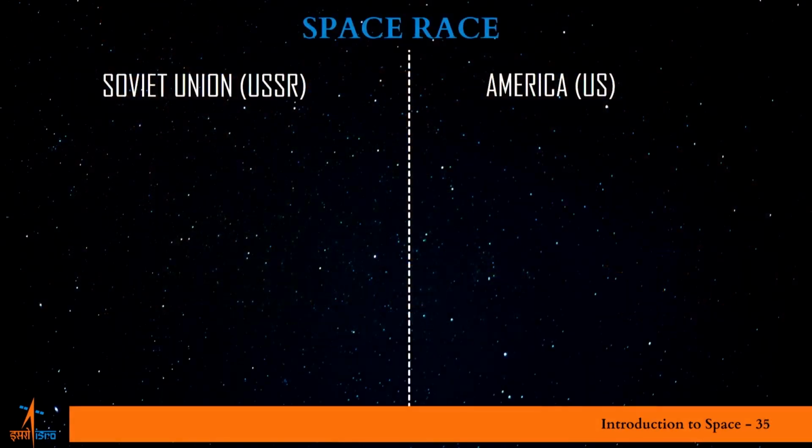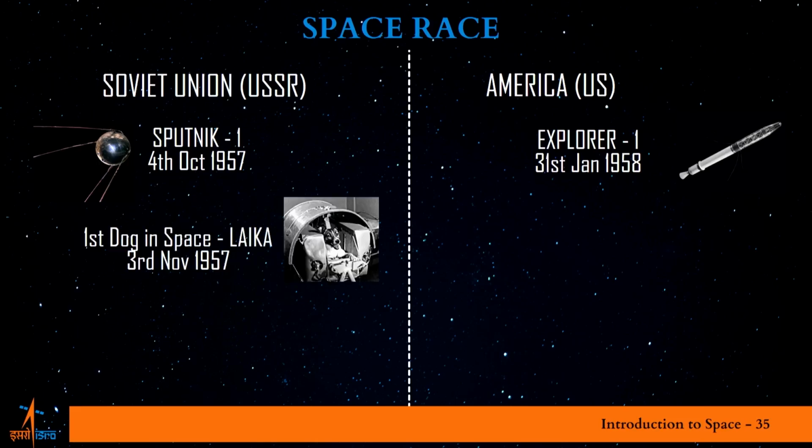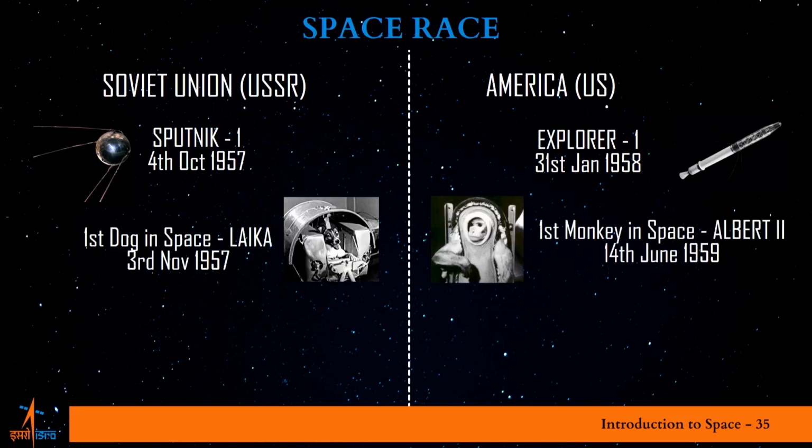The race was between Russia and America. The Soviet Union launched the first satellite, Sputnik 1, in 1957, which led to something called the space race. The United States of America was working on its first satellite, Explorer 1, which was launched in space in 1958. Later, the USSR sent the first animal to space, followed by the USA.